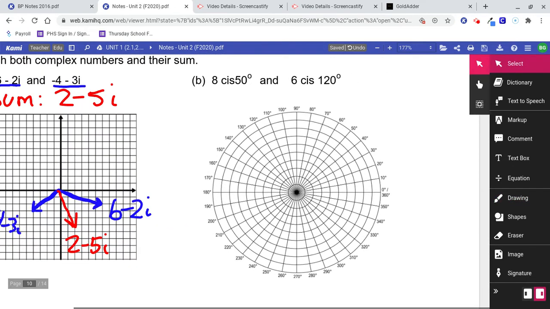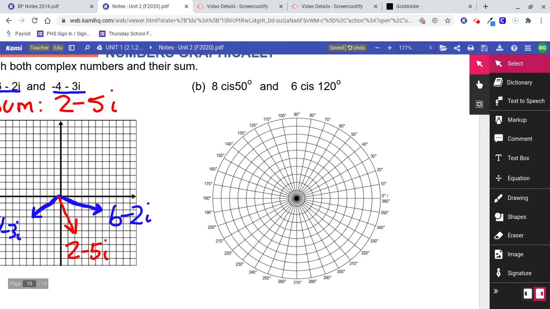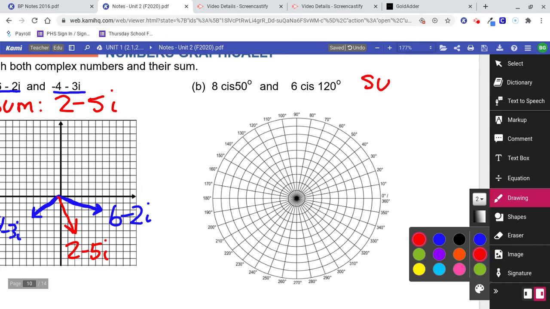Now we want to do polar form. And polar form, we don't really know how to do the sum yet. So we'll do the sum later once we know how to convert. But for right now, let's just graph them. 8 cis 50. Okay, all I really care about is the r value and the theta value. So there's a radius and there's a theta. And we can see the theta real quick is 50 degrees is right there.